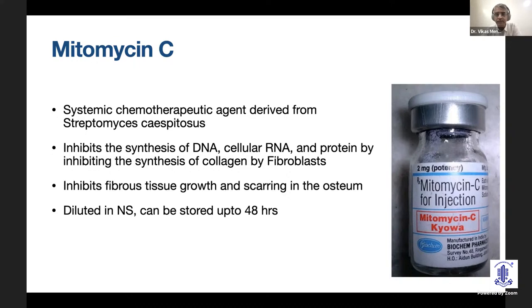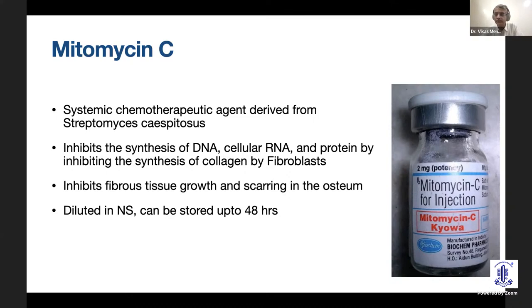We know that it's a systemic antibiotic which is derived from the filamentous bacteria Streptomyces caespitosus. And what basically it does is it targets fibroblasts. So fibroblasts, as we know, are the key cells involved in causing scarring and closure of the ostium. So here we have an agent which acts on these fibroblasts and inhibits the synthesis of proteins and inhibits the synthesis of collagen by fibroblasts through various ways. And then it inhibits fibrous tissue growth and scarring in the ostium.